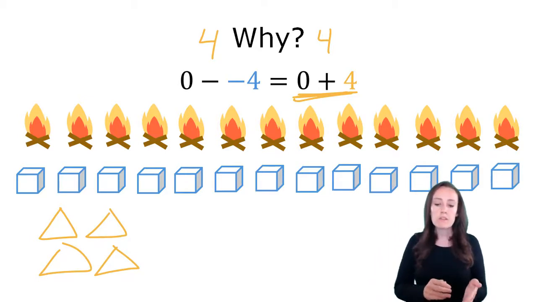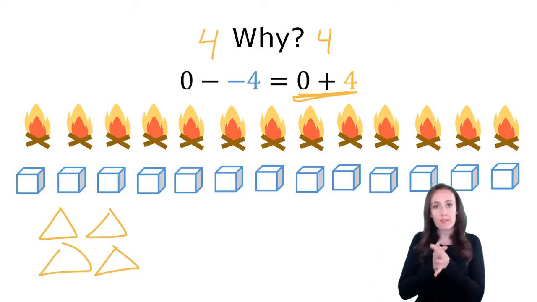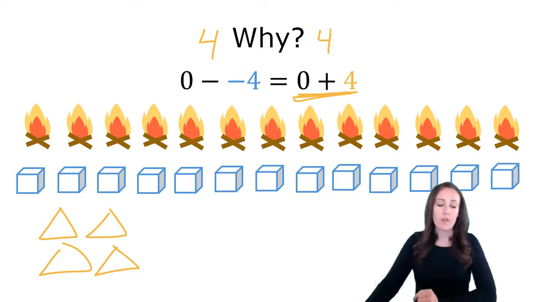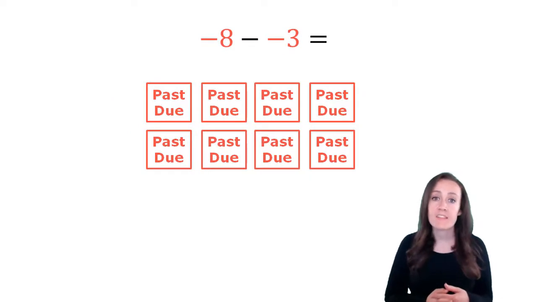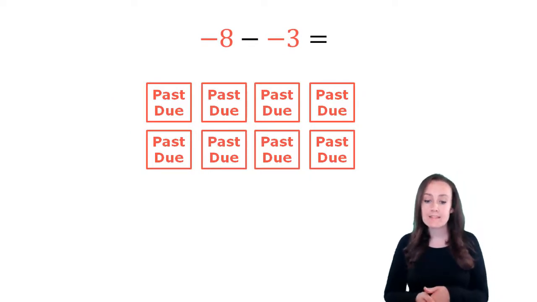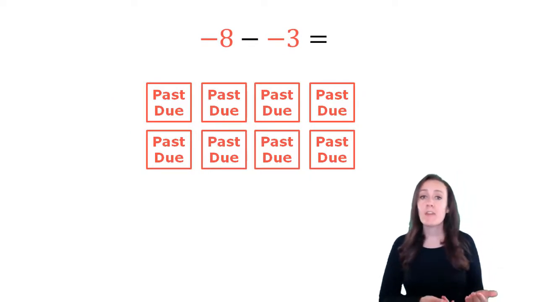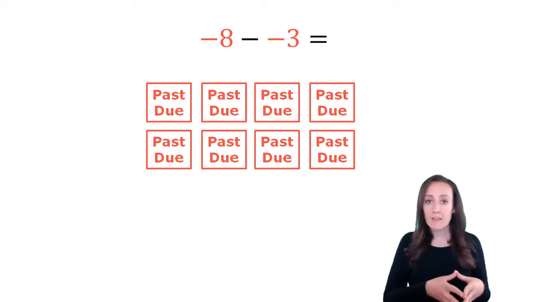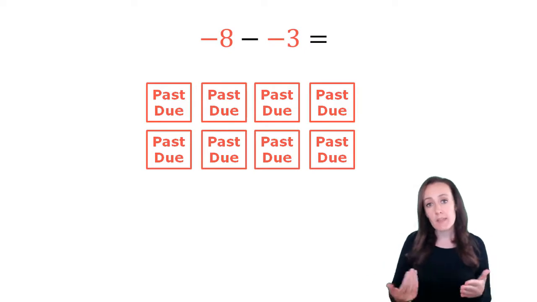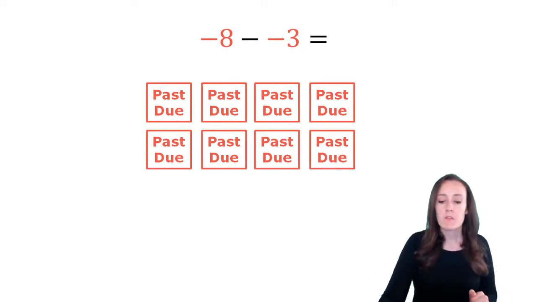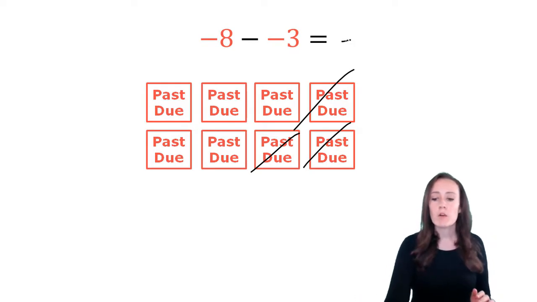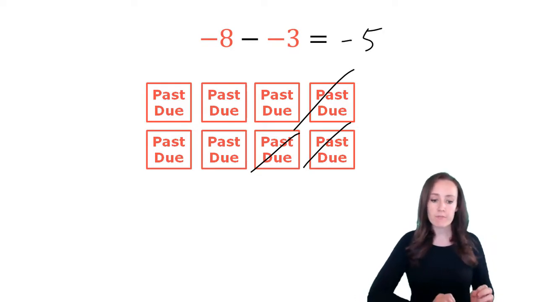And so that's one reason why subtracting a number is the same thing as adding the opposite of that number. Another way you could look at this is if you have negative numbers represent debt. So if I had negative 8 minus a negative 3, that would mean that I have $8 of debt, and then I would take away 3 of those debts. So if I cancel out 3 of those debts, that means that I have an overall debt of negative 5.